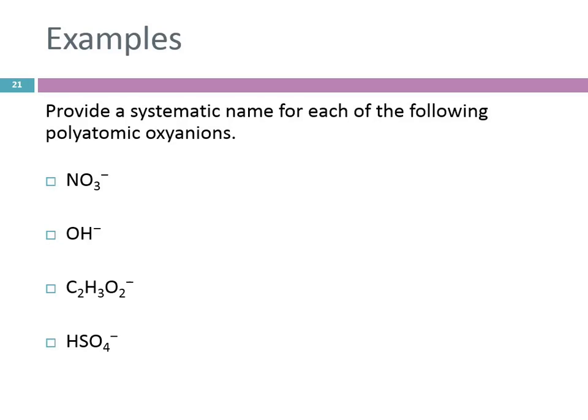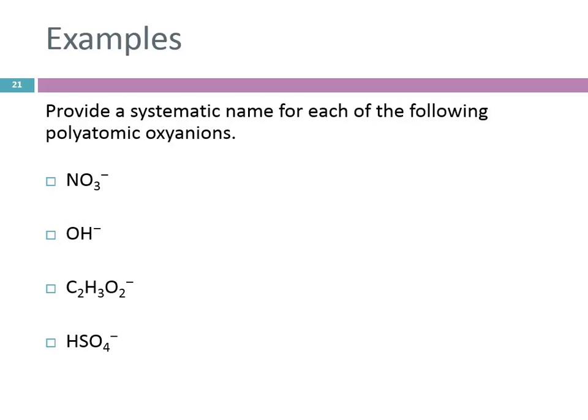Provide a systematic name for each of the following polyatomic oxy anions. Now this is going to be a little challenging because you haven't memorized these things yet. It's great to memorize things and know everything, but sometimes you just have to make kind of an educated guess. So let's make some educated guesses.